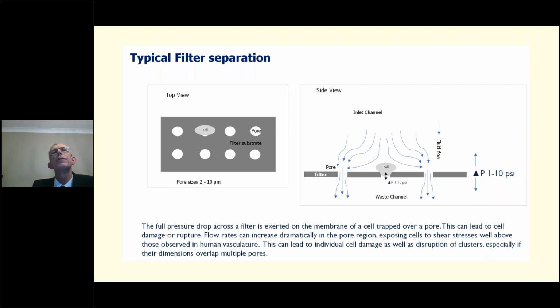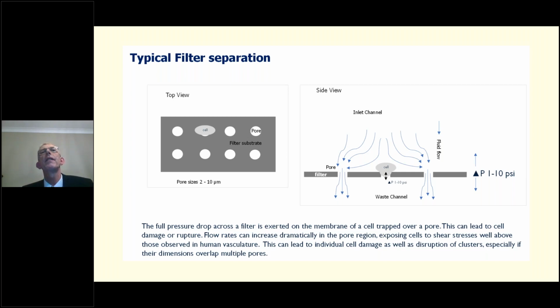Looking at a typical filter separation that ISET might use, it brings into question some really important fluid dynamics. This is all about retaining the integrity, size and shape of our circulating tumor cells, and indeed the viability of our circulating tumor cells. Here we look at the top view of our filter mechanism, and here are our pores, and here's a cell trapped over one of those pores. Hopefully our smaller lymphocytes are passing through and the red blood cells are passing through.